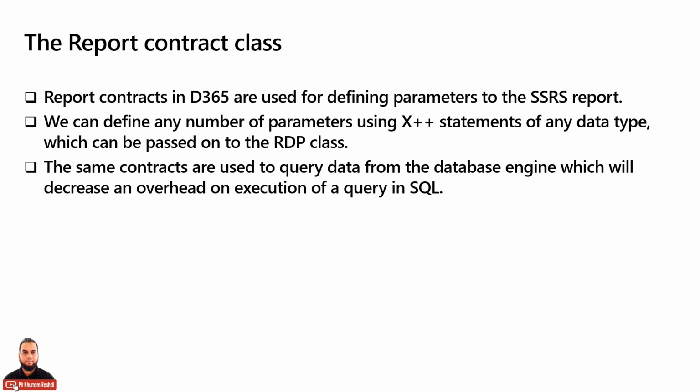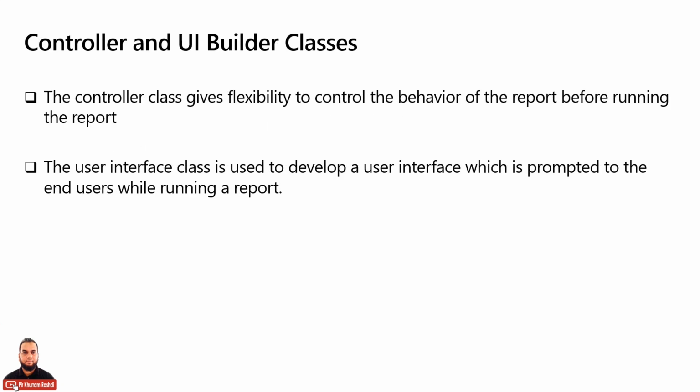So the same contracts are used to query data from the database engine, which will decrease the overhead of executing a query in SQL. So what are basically controller and UI builder classes? I should also tell you that a contract is not necessary if you don't need any parameters. Only DP will do. But if you definitely need parameters for filtering the data, then you can define a contract class as well. And the controller and UI builder classes are also optional as per your needs.